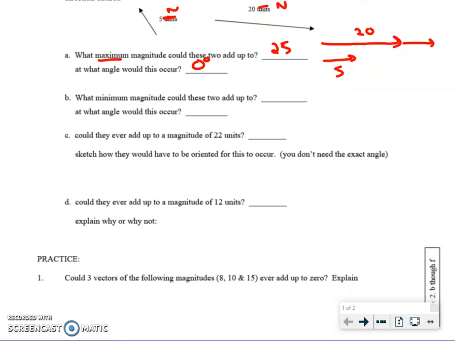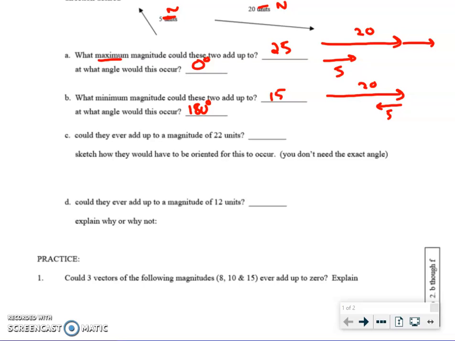Then I can ask, what's the minimum they could add up to? Well, again, if I have the 20 pointing that way and I have a 5 pointing that way, then we should understand that that adds up to 15. And that occurs when the angle between them is completely opposite of one another. That's 180 degrees. So the question we can then ask is, could they ever add up to 22 units?